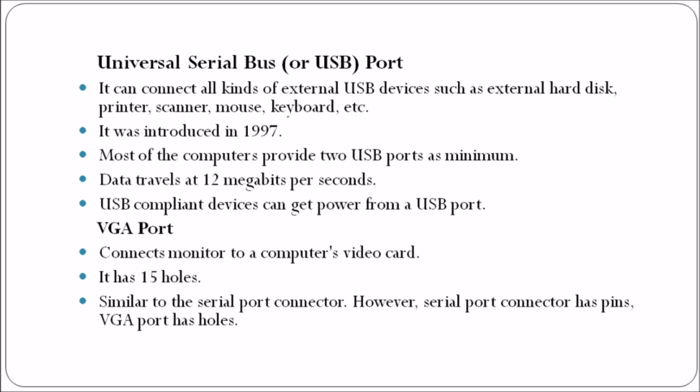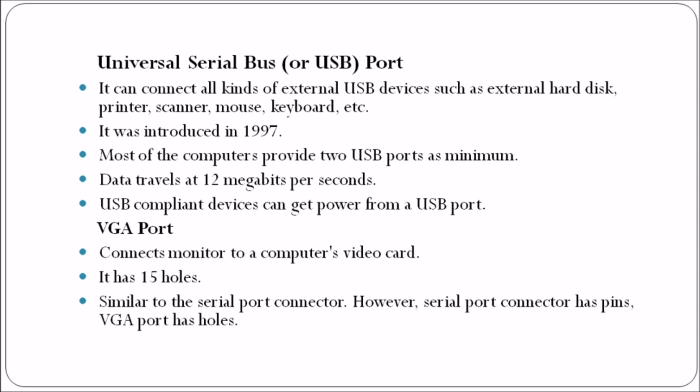Universal Serial Bus port. It can connect all kinds of external USB devices such as external hard disk, printer, scanner, mouse, keyboard, etc. It was introduced in 1997. Most of the computers provide two USB ports as minimum. Data travels at 12 megabits per second. USB compliant devices can get power from a USB port.